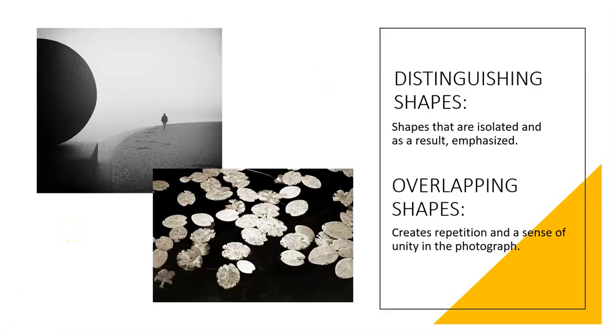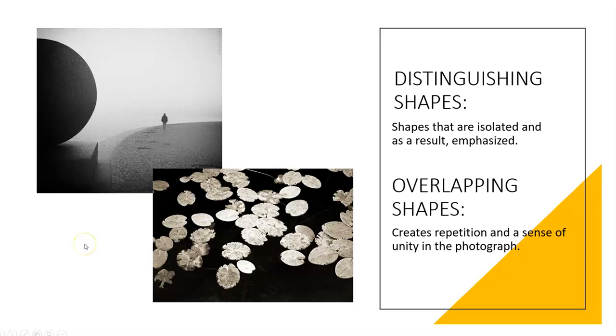Next, we're going to talk about distinguishing shapes and overlapping shapes. This black and white photo is an example of distinguishing shapes. If we're distinguishing something, we are setting it apart or maybe even emphasizing it. So when we have distinguishing shapes in a photo, the shapes are usually isolated, meaning they're kind of by themselves, and it helps to create emphasis in the photo. So we have this big circle and looks like maybe a square here on the left. It's distinguished, it's kind of over here by itself, but it also makes the man stand out in this photograph. So distinguishing shapes can be used to create emphasis.